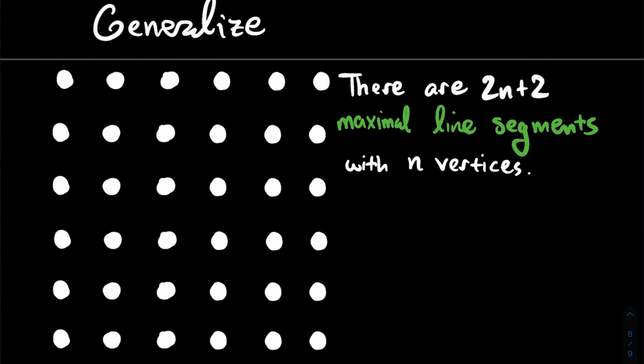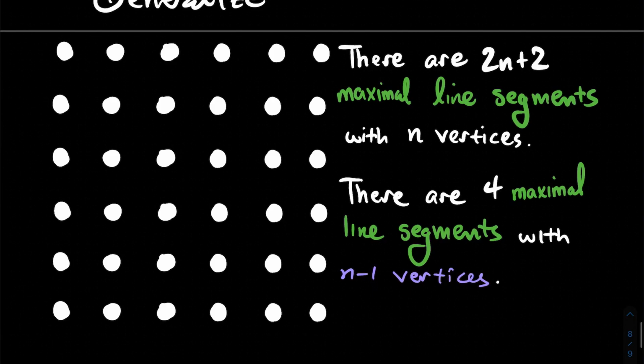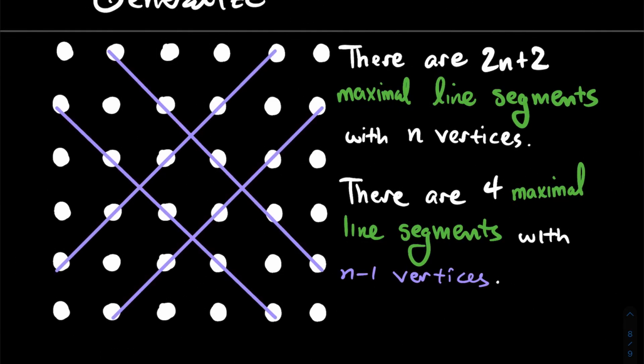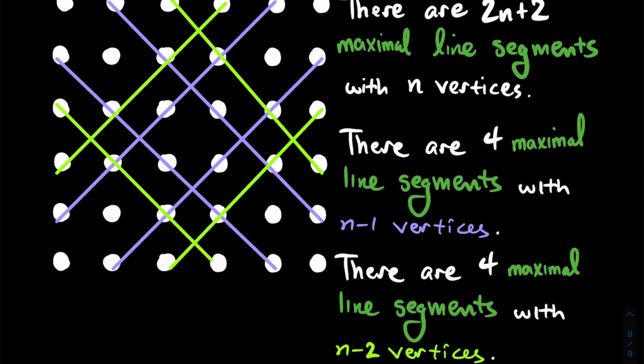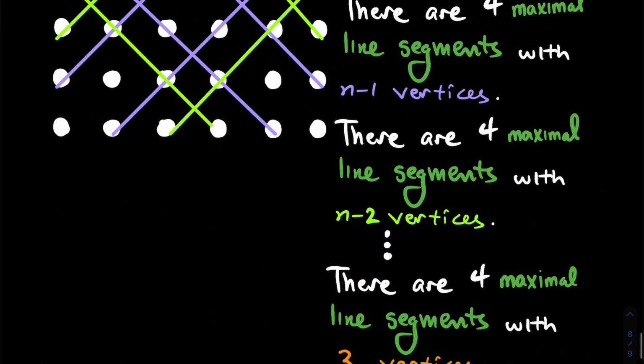There are going to be 2n plus 2 maximal line segments that have n vertices on them. There are n horizontal ones and n vertical line segments, so that's 2n, plus you get the 2 main diagonals. Now, there are going to be 4 maximal line segments that have n minus 1 vertices, so 1 less than the most number of points a line segment could have. And so here they are here. Continuing this way, there are 4 maximal line segments that have n minus 2 vertices, and here they are here. And this pattern just continues. And there are going to be 4 maximal line segments that have 3 vertices, and here they are here.